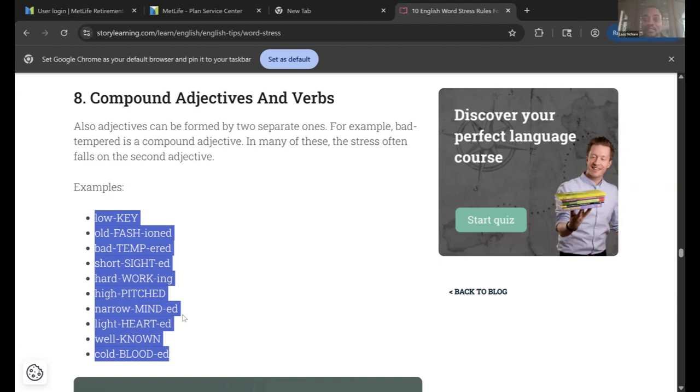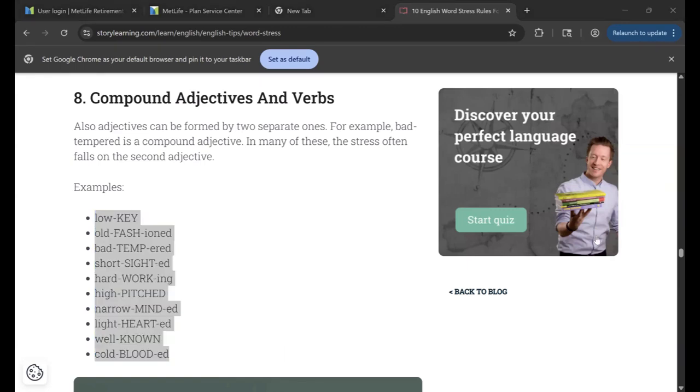So when you say low key, it means incognito, okay? Without making any noise. That's what it means to be a low key person. Somebody who is not flashy, okay? A very humble person. Does that make sense? Okay? Yes. And then old-fashioned just means ancien, okay? Ancien, ancient. Now, bad-tempered.